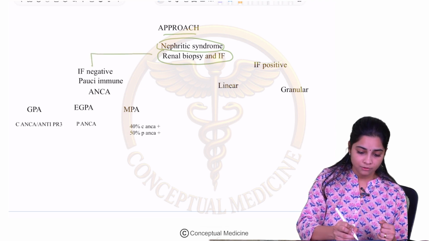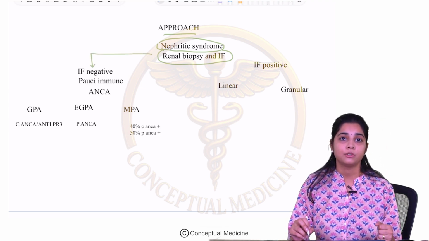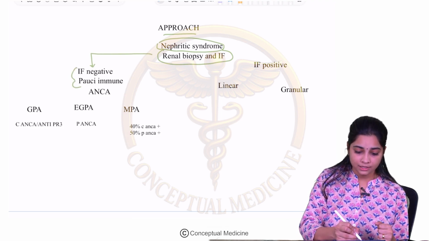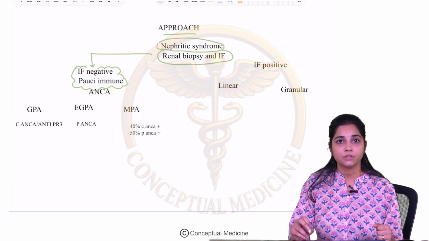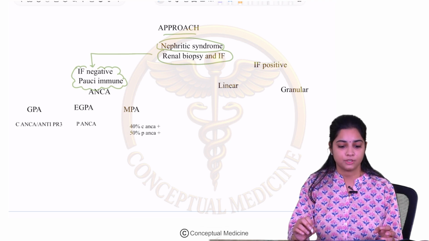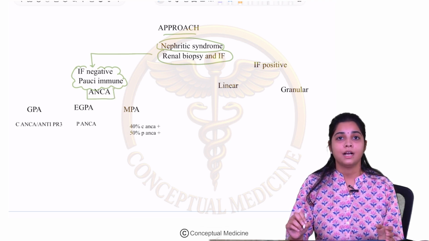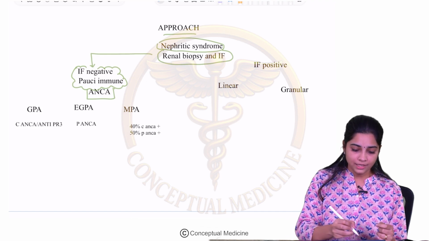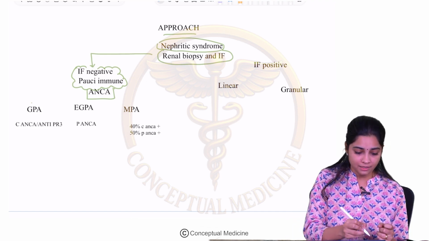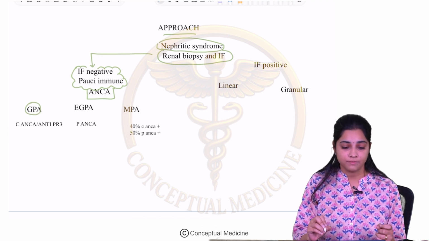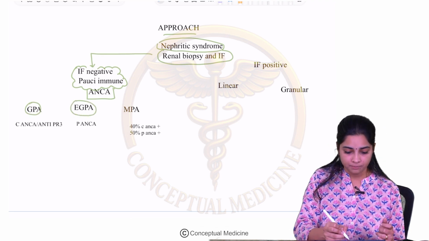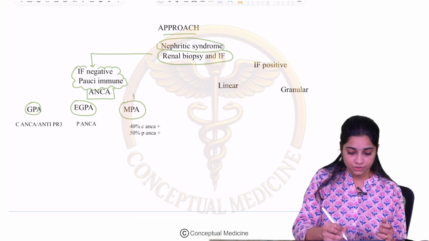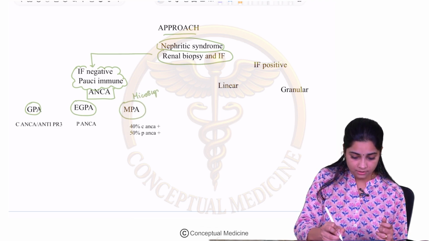So if the immunofluorescence is negative, you are dealing with a condition which is your pauci-immune glomerulonephritis, where there is no immune complex deposition. So that is nothing but your ANCA-associated vasculitis. Now the ANCA-associated vasculitis are of three types: GPA, which is granulomatosis with polyangiitis, EGPA, which is your eosinophilic granulomatosis with polyangiitis, and MPA, which is your microscopic polyangiitis.